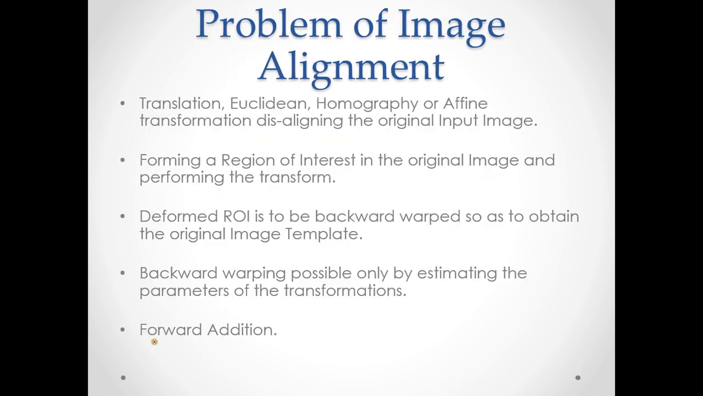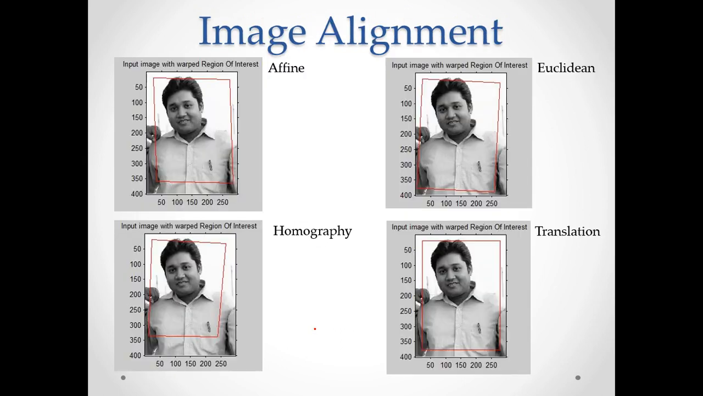And this algorithm is termed as forward addition. Now, as I said, you see the four types of transformations which have been used. The red box is the only region where we will use image registration to get back the original image. This box is not exactly rectangular, it is slightly deformed. This transformation is called affine transformation.